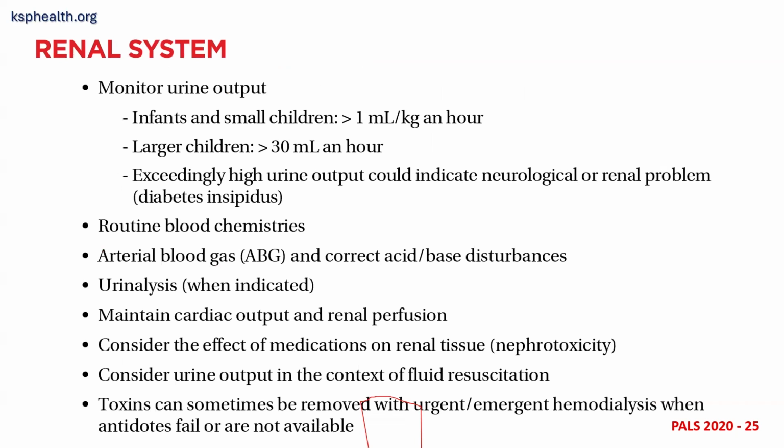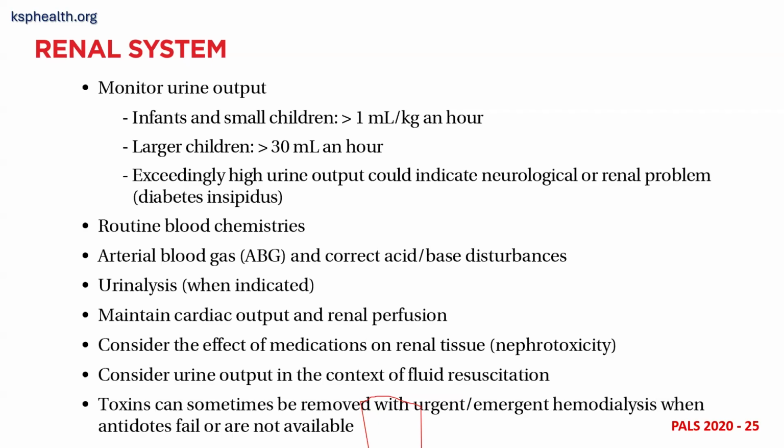The renal system: maintain the urine output more than 1 ml per kg per hour in infants and small children, larger children more than 30 ml an hour. When you see exceedingly high urine output, that might indicate a neurological renal problem. The so-called diabetes insipidus typically happens a few hours after the cardiac arrest. It doesn't happen immediately in the aftermath of the cardiac arrest.